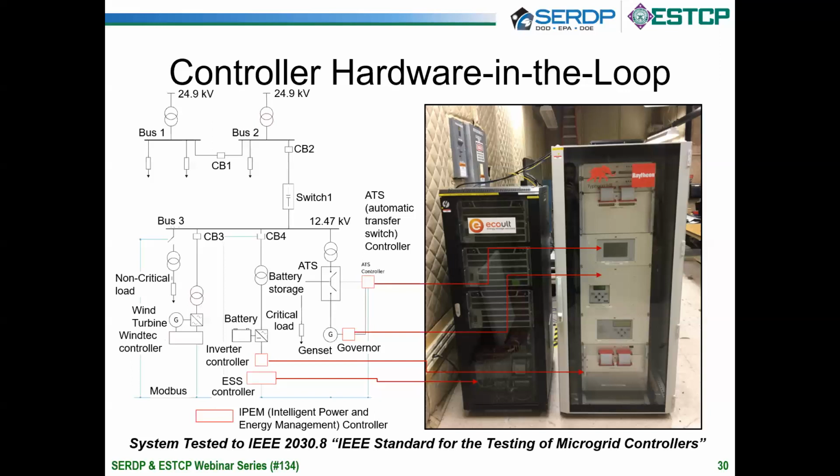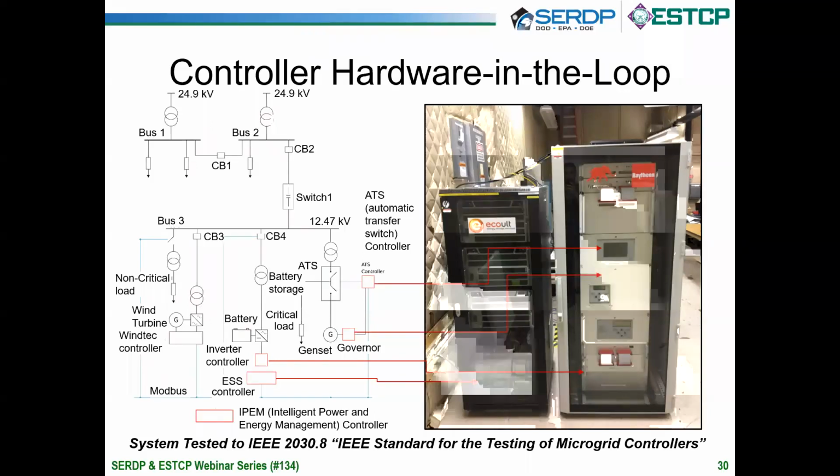But in any event, we went through this testing, and I think this was one of the first instances where a microgrid system was tested using controller hardware in the loop to the new IEEE standard, and it was very useful. We definitely were able to head off quite a few integration issues through this testing that would have been much more difficult to resolve in the field. So that was our controller hardware in the loop testing experience. Next slide.